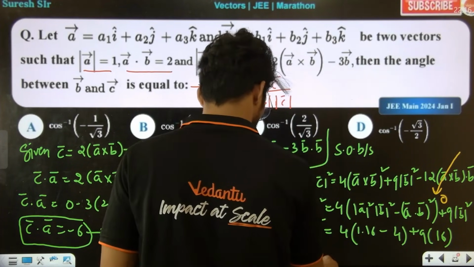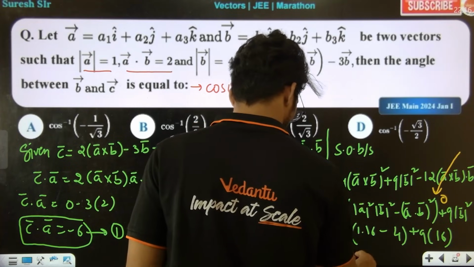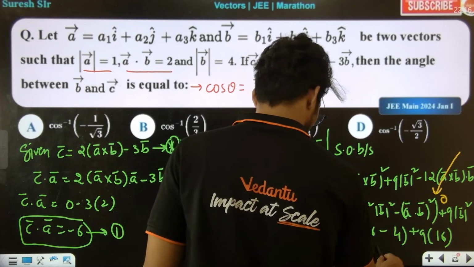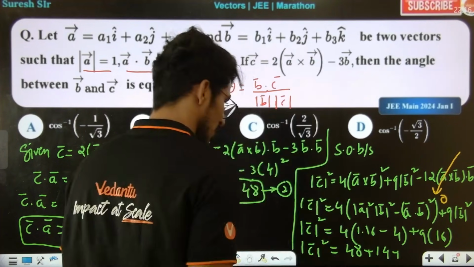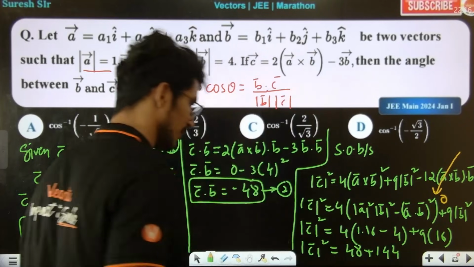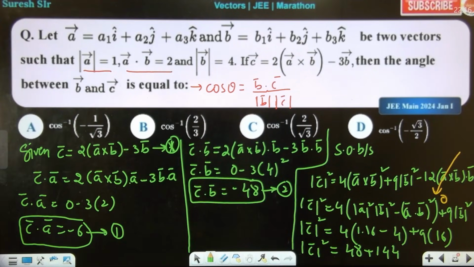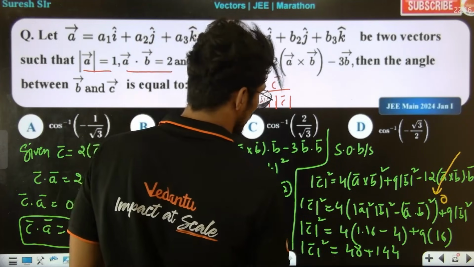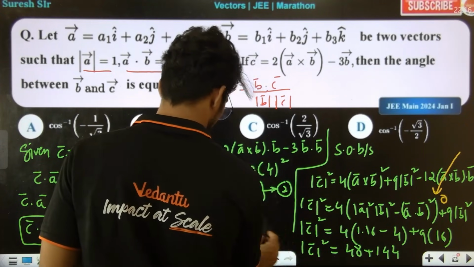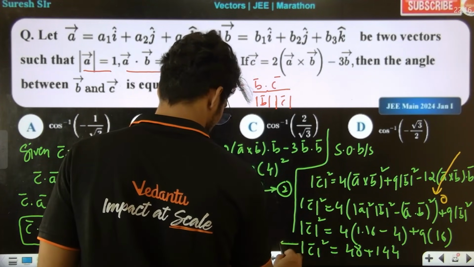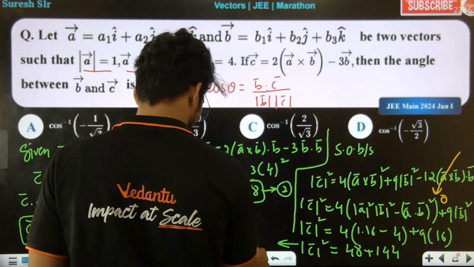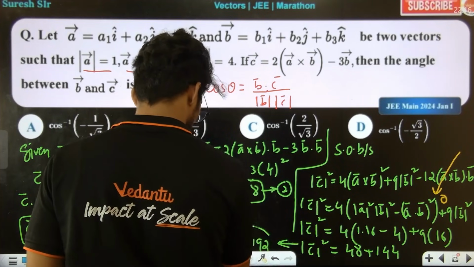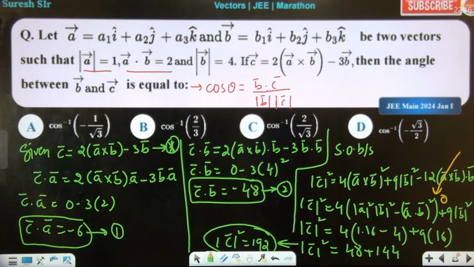16. So magnitude of C square is what? 12. 48 plus 144. Tell me. 192. Yes, sir. So this is going to be, let me write somewhere here. So what is magnitude of C square now? 192, sir. Yes or no? 192 or not? Yes, sir.